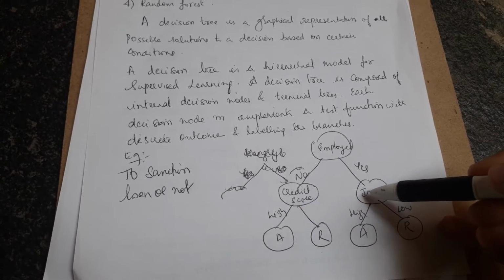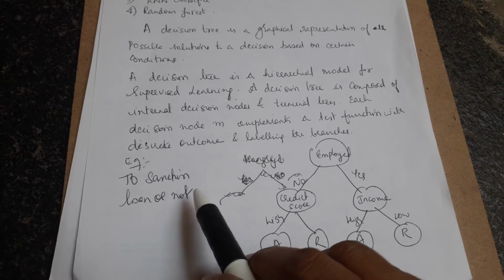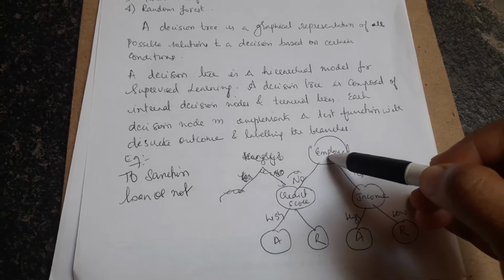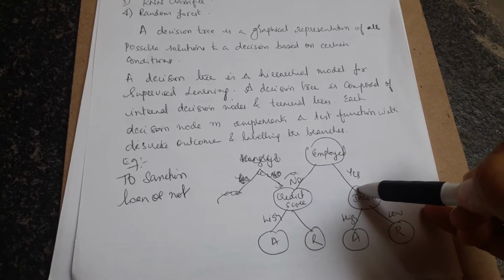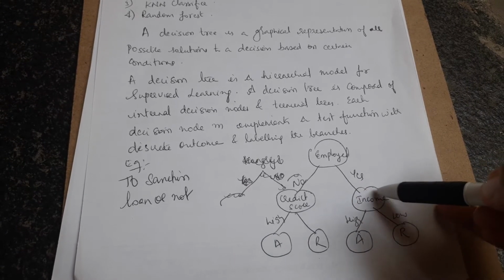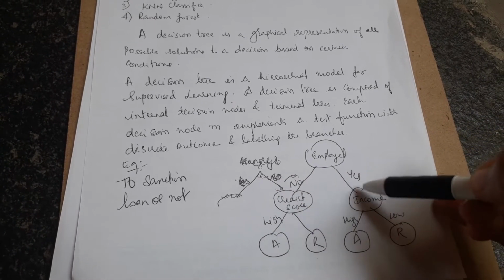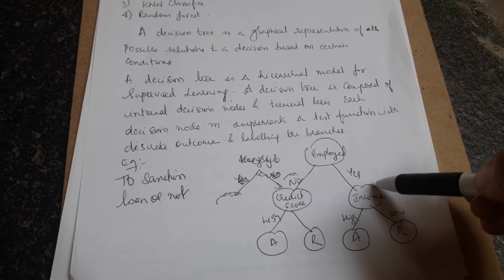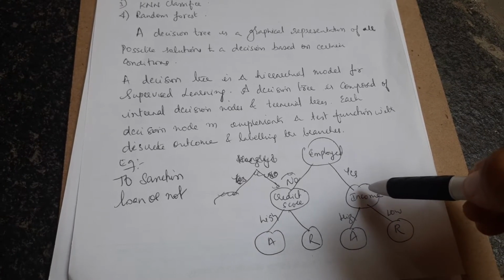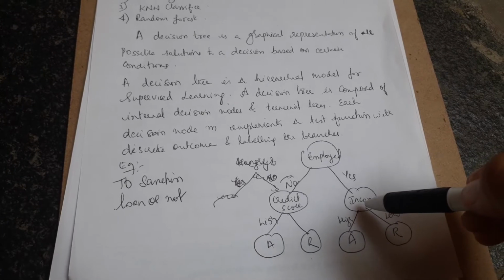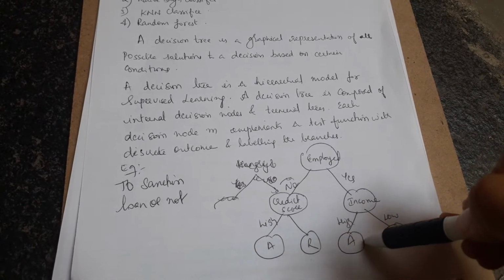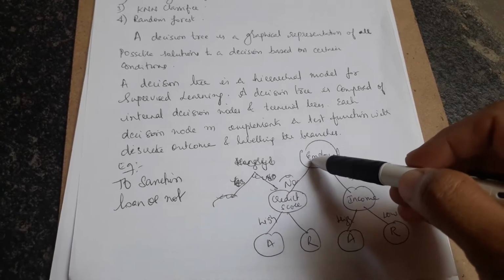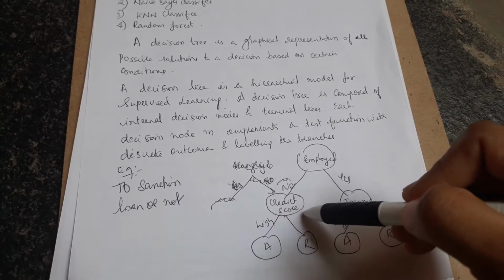For example, let's take an example to sanction a loan or not. Let us take one decision: whether the person is employed. If the decision is yes, then it branches here. No means it branches to the left side. Now if it is yes, let's check the income. The decision is on income. If the income is greater than, suppose, 10,000, that is high, then the loan is sanctioned. Otherwise, low means rejected. Similarly, if the person is unemployed, then let us take the credit score.